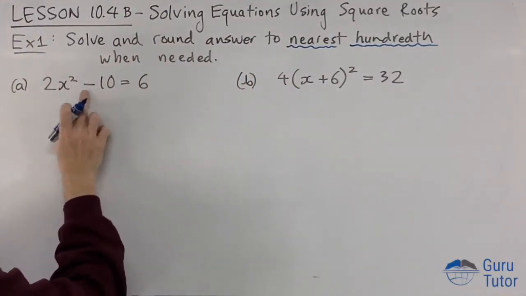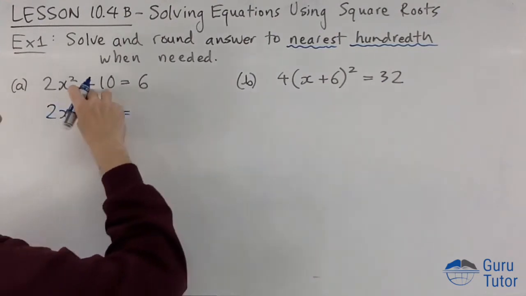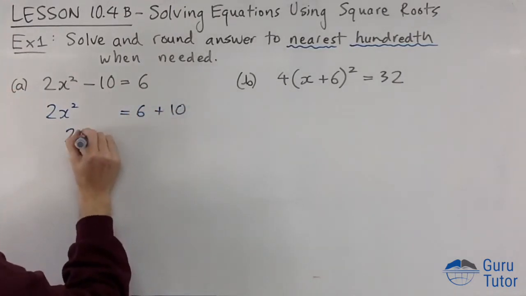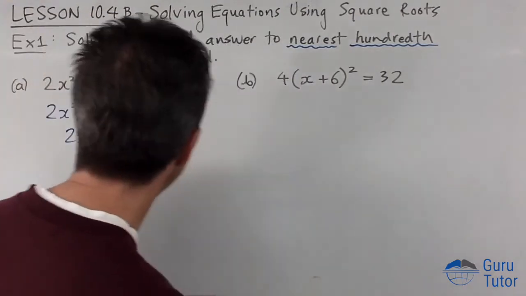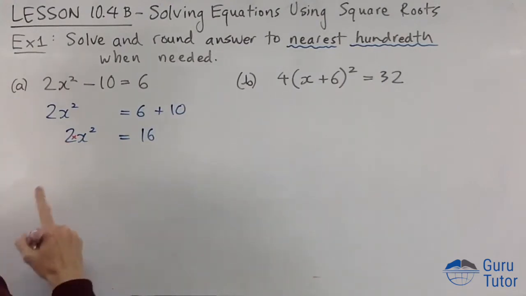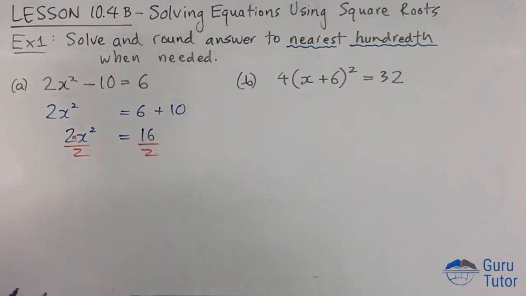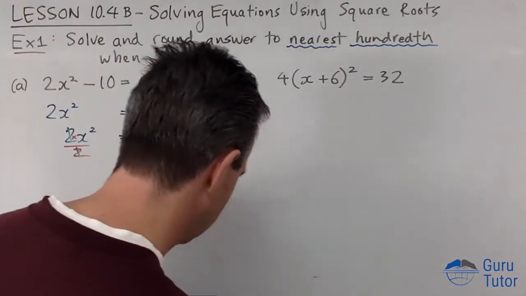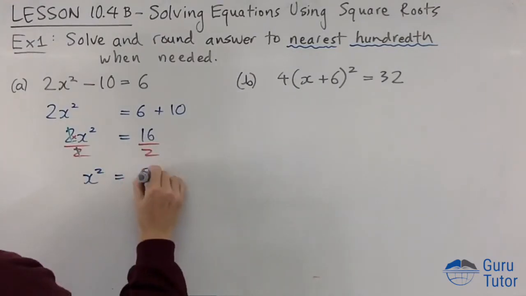First thing we're going to move is the 10. So 2x squared equals, let's move this minus 10. It's going to go to the other side and become plus 10. 2x squared equals 16. Now we have, same as last time, 2 times x squared. How do I undo 2 times? Because I want to get x squared alone. Divide by 2, divide by 2. And those 2's are going to cancel out like so, leaving us with x squared equals 8.